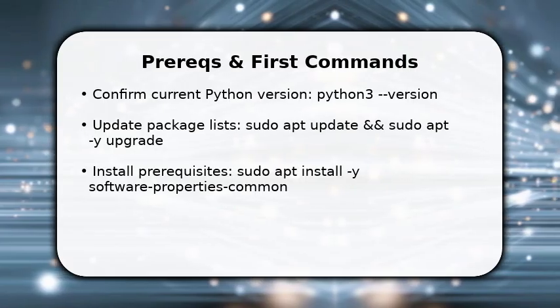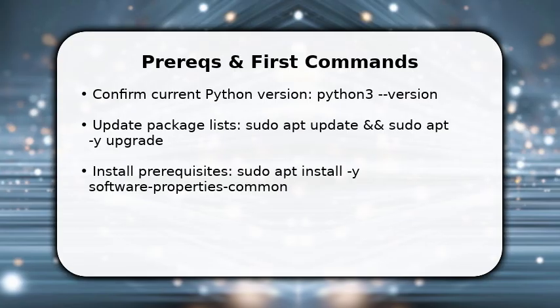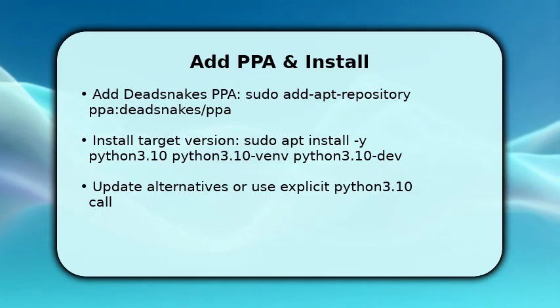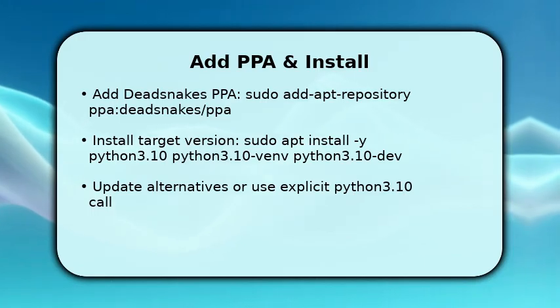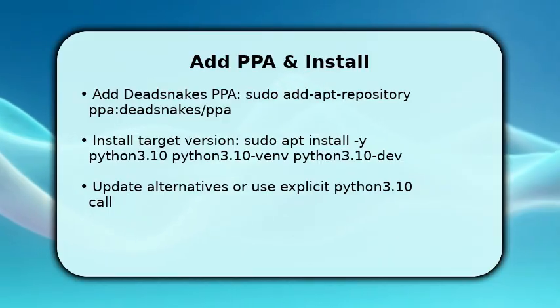Now add the Deadsnakes PPA to get newer stable Python builds. sudo add-apt-repository ppa:deadsnakes/ppa, then sudo apt update. Once updated, install the desired Python package and useful companion packages like venv and dev headers with sudo apt install -y python3.10 python3.10-venv python3.10-dev.